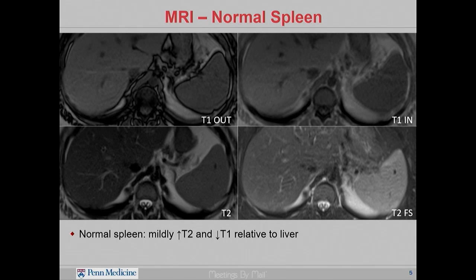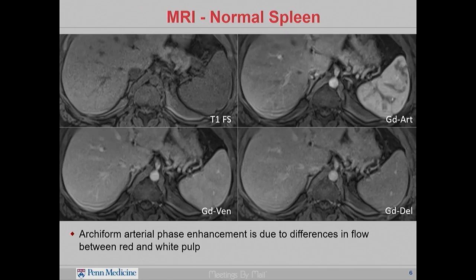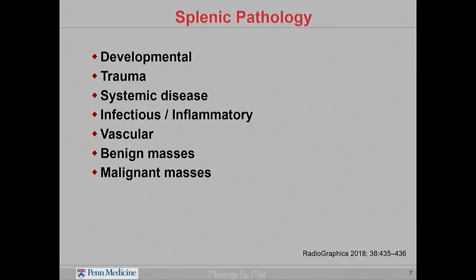So normal spleen is going to be slightly T1 hypointense and slightly T2 hyperintense relative to the liver. That's the normal sequence, assuming the liver is not steatotic and is normal in signal. So spleen is always going to be a little brighter than the liver on T2 and a little darker on T1. In the arterial phase, you have this archiform enhancement that's characteristic, and that's due to differences in flow between red and white pulp, and eventually that normalizes.